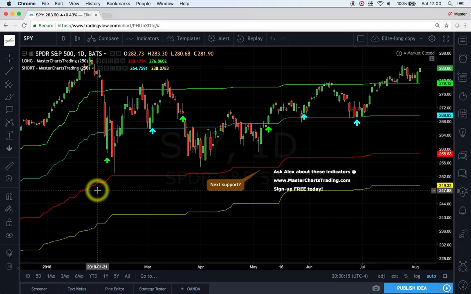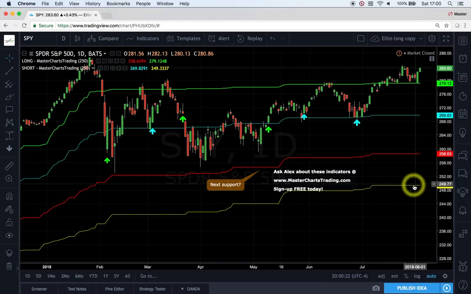And this is basically how I look at it. I look at the close above the blue line and not yet close below the yellow indicator line.